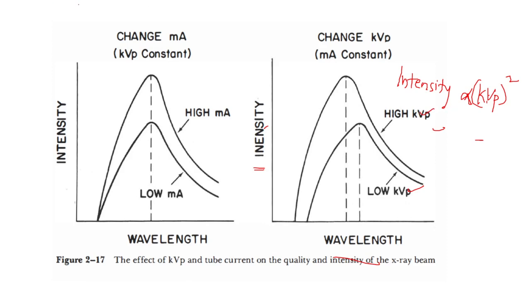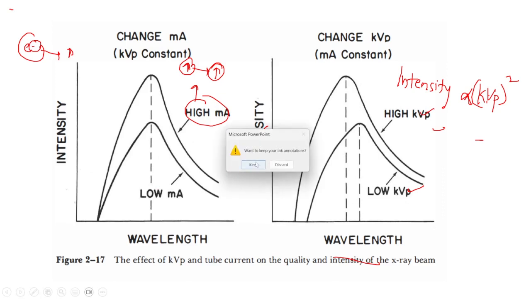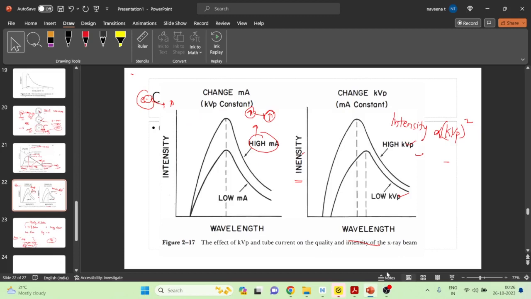Similarly, tube current also. As the number of electrons striking the target increases, the tube current will increase. Increased tube current will result in increased intensity of X-rays, but the wavelength of X-rays will remain constant even at lower or higher tube currents. So these are the important factors which influence X-ray production and X-ray intensity. Thank you.